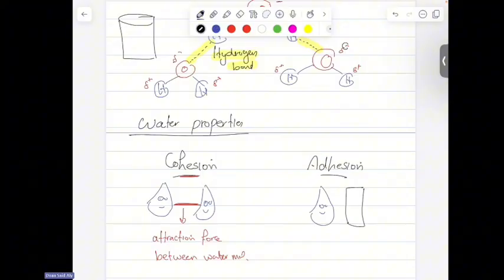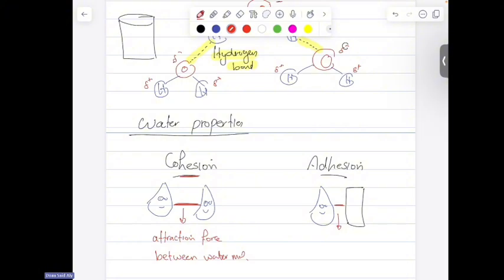طيب, when the water molecule is attracted to another surface, anything else, it can be a glass, it can be xylem in the plant, any surface. When the water is attracted to another surface or to another molecule, we call it adhesion. فالadhesion is like a glue. This glue sticks the water to anything else.